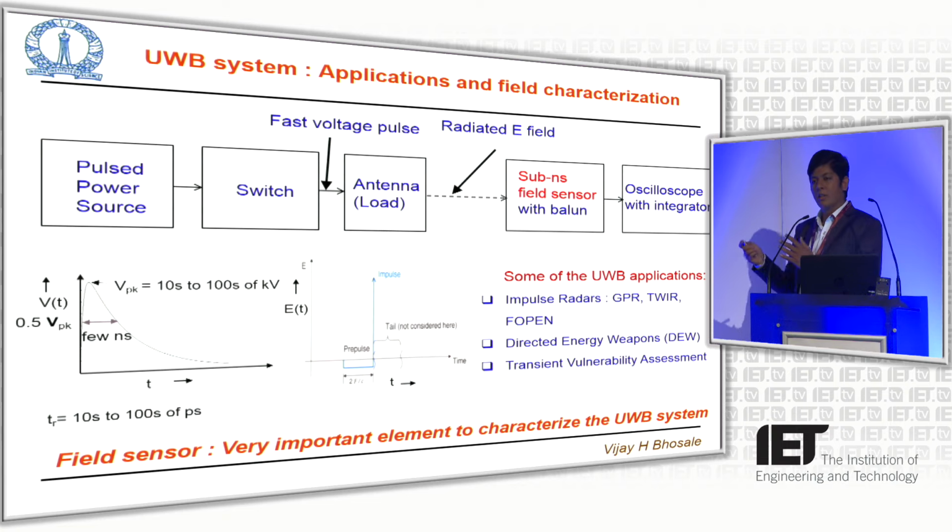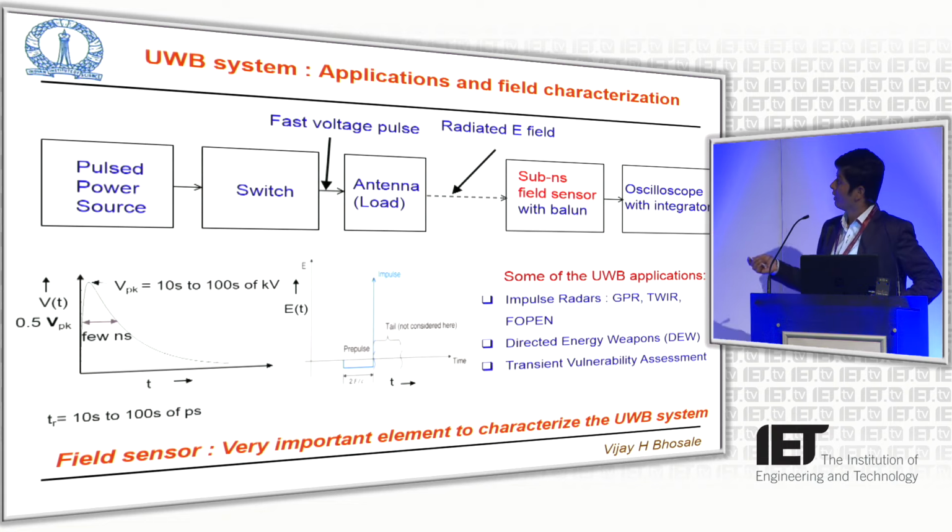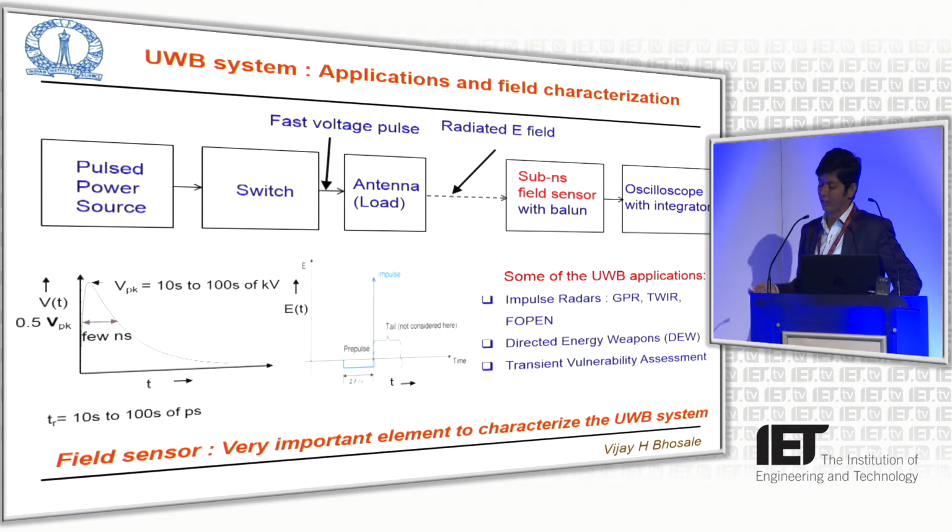Now, what are the pulses radiated by this antenna? That radiated pulse is measured using a field sensor connected with a balun, which converts balanced to unbalanced, and then an oscilloscope arrangement. This is the basic block diagram of our system, and today we are concentrating on the calibration mechanism behind this sensor.